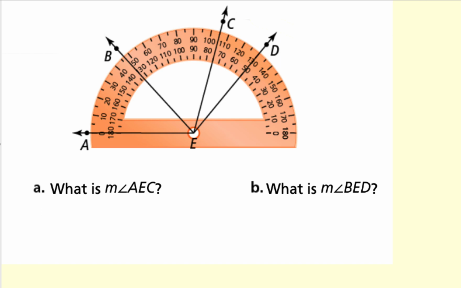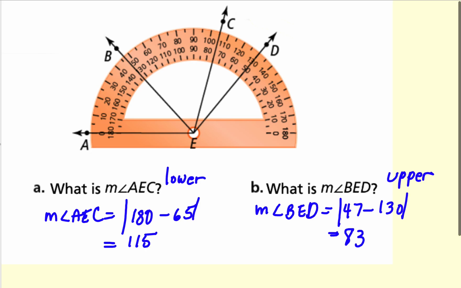All right, I'd like you to stop the screencast and see what you can do about finding these on your own. Here are the answers. Notice that on A, I used the lower number line. That's where I got these numbers, 180 and 65. And I used the upper number line because we had already designated EB as 47, so I decided to use the one that we had already had.